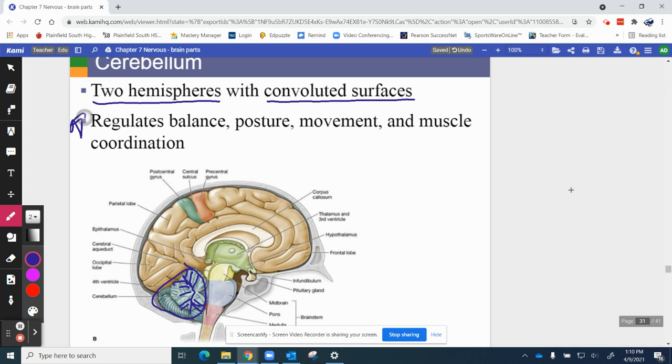And it's really responsible for these things: regulating our balance, posture, a little bit of movement, as well as muscle coordination. Those are the big key things it does for us.